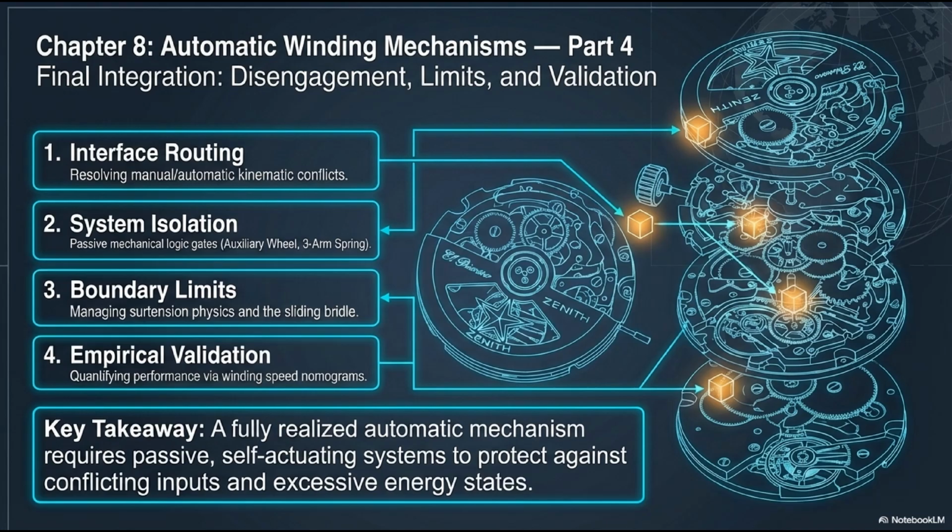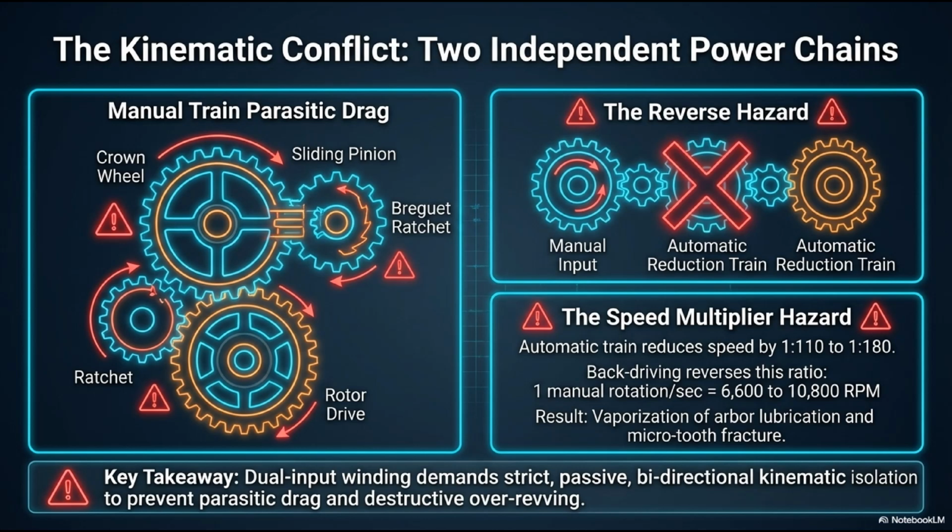A modern automatic movement is only successful if it can passively, autonomously actuate systems to protect itself against conflicting inputs and infinite energy states. Let's see how it survives. Let's clearly define the problem, the kinematic conflict of 2 independent power chains. An automatic watch is essentially a hybrid vehicle with 2 engines fighting for control.